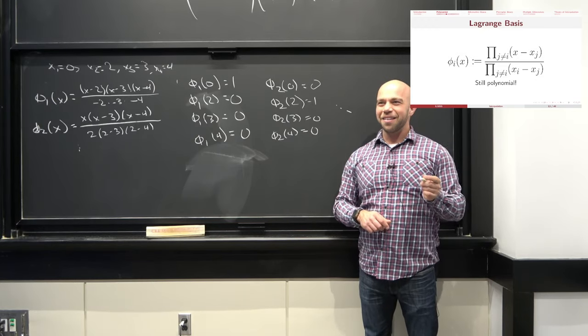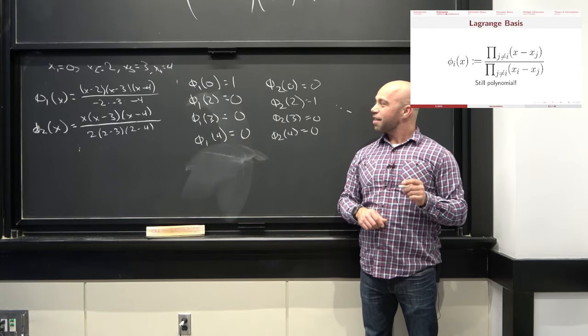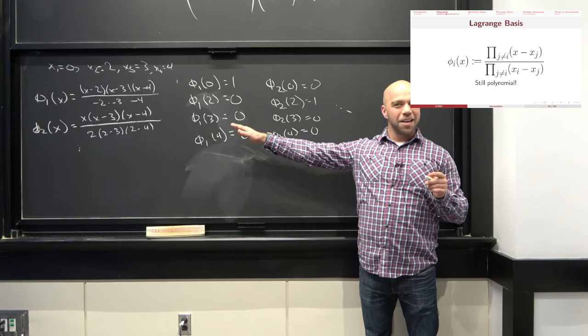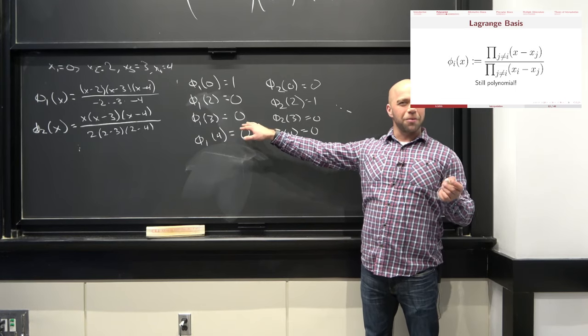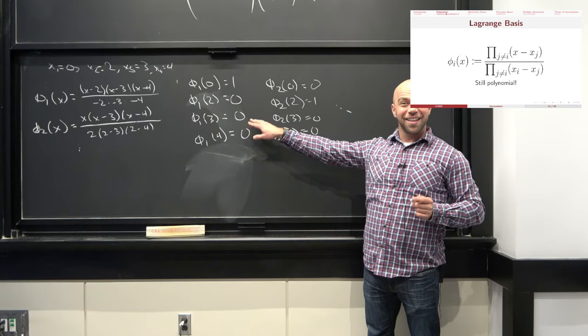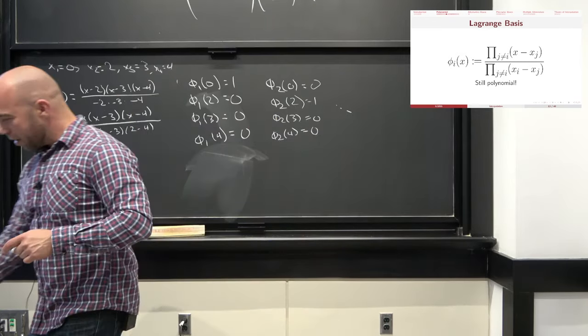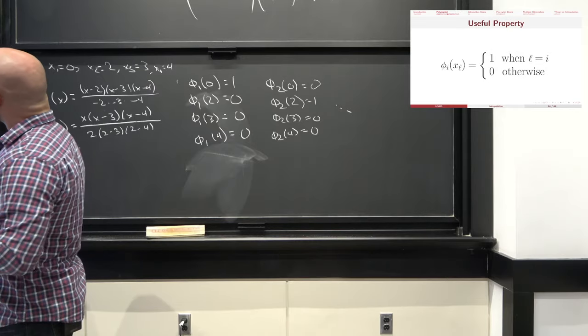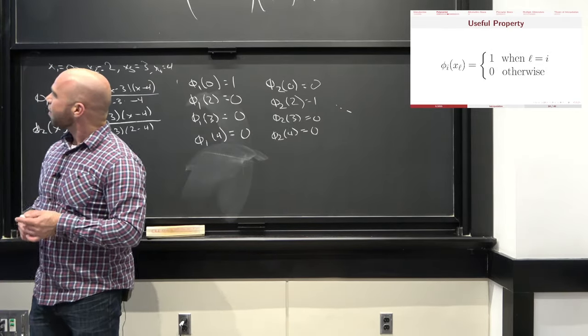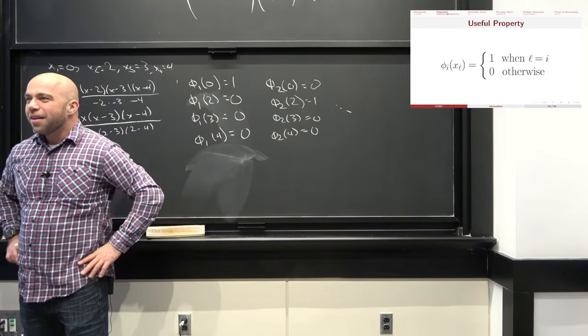So do you see what we did here? Lagrange was really sneaky. These things are polynomials. They're not the kind of polynomial we're used to because we've written their factorization, but they're polynomials. And they have this really convenient property, which I can state in a more clean fashion as follows: phi I of X L is equal to 1 when L and I are the same, and 0 when they're not.